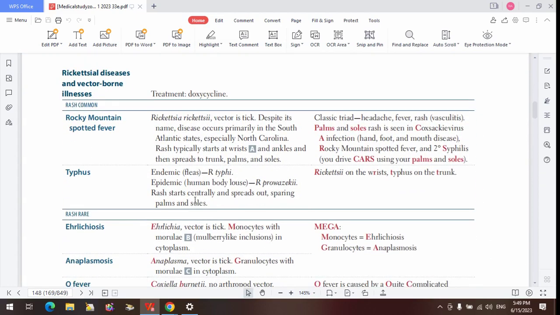Okay, that's fine. So I think this is rickettsia. So it affects the palm. So that one I think is Coxsackie A. So it's Coxsackie A, Rocky Mountain spotted fever, and secondary syphilis. So you guys can see the three here already.